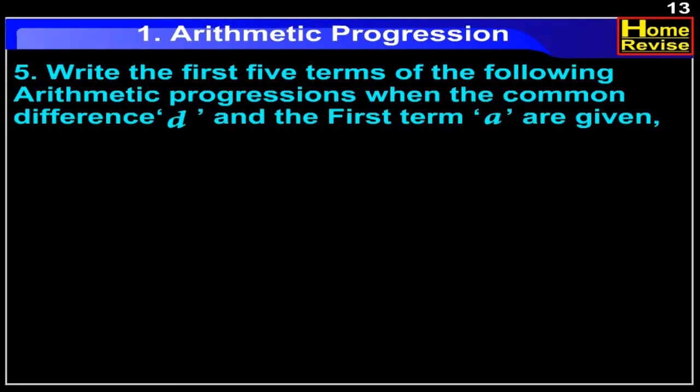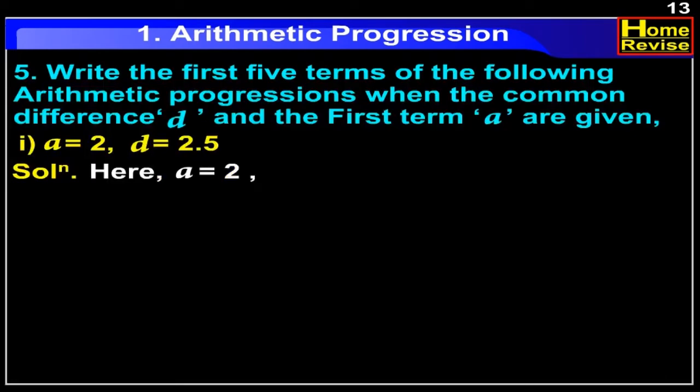Write the first 5 terms of the following arithmetic progressions when the common difference d and the first term a are given. Number 1. A is equal to 2 and d is equal to 2.5. Solution. It is given that a is equal to 2 and d is equal to 2.5. Hence, T1 is equal to 2.